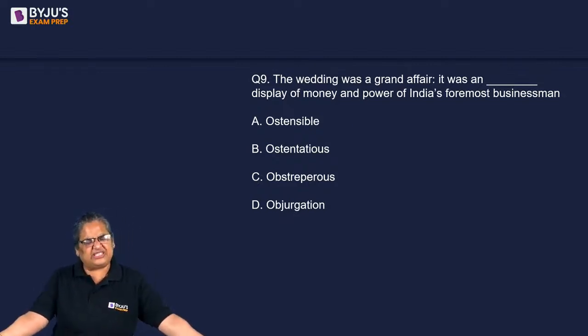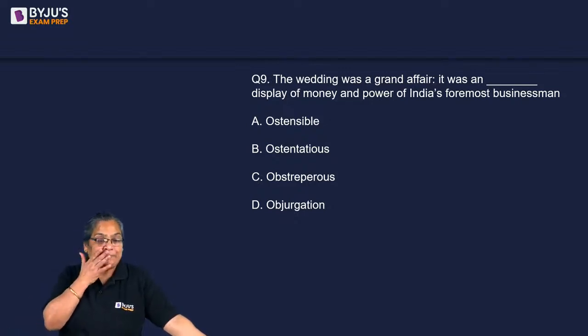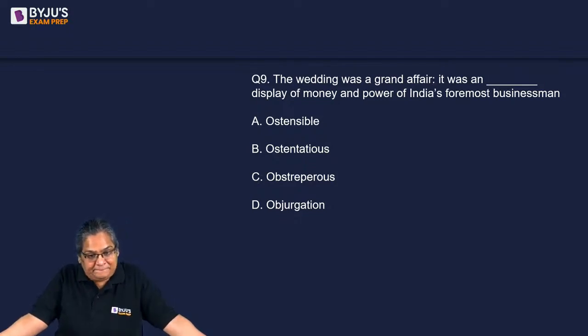Alright. Again, 4 words which sound similar and are very confusing. I decided to give all 4 in one question. The wedding was a grand affair. It goes with all 4 options. An dash display of money and power of India's foremost businessman. India's richest businessman's daughter got married, and that wedding was a grand affair. A grand affair where the businessman wanted to tell the world, I have money, I will spend it. Look, I've spent so much at the wedding. So what kind of display is it? Ostensible, ostentatious, obstreperous, or objurgation? What's the word you would use for it? Ostensible, ostentatious, obstreperous, objurgation. All right.